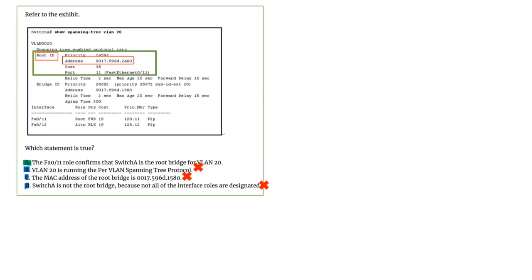The FA0/11 role confirms that switch A is the root bridge for VLAN 20. And that's true, and if we look here, we can see that it is the root ID, and it lists port 0/11 as the root port.